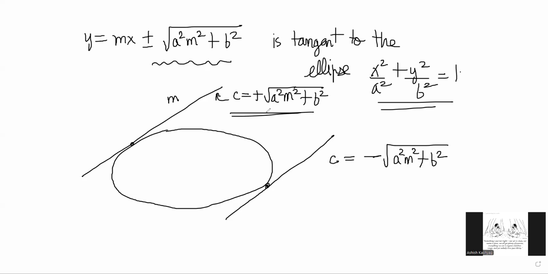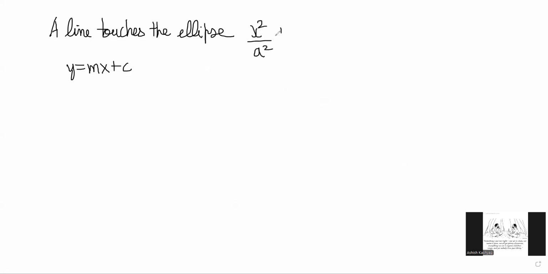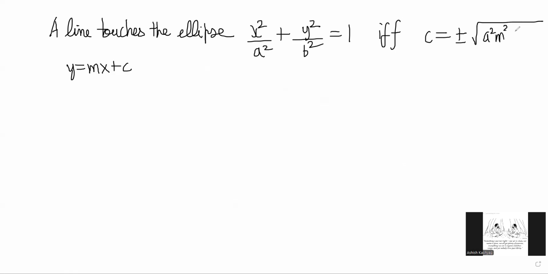Now, from the same condition, we can now say that a line touches the ellipse. What line? Y is equal to mx plus c touches the ellipse x square by a square plus y square by b square equals 1 if and only if c is equal to plus minus root over a square m square plus b square. If, for example, c was less than root a square m square plus b square, right? Or you can say between these two values.